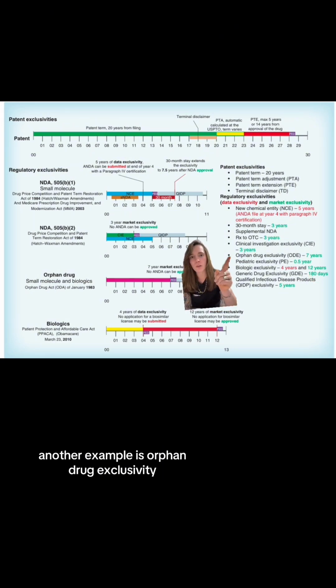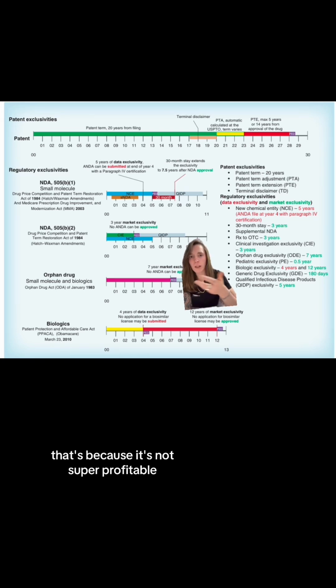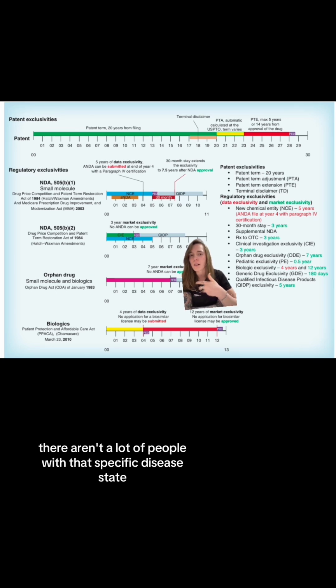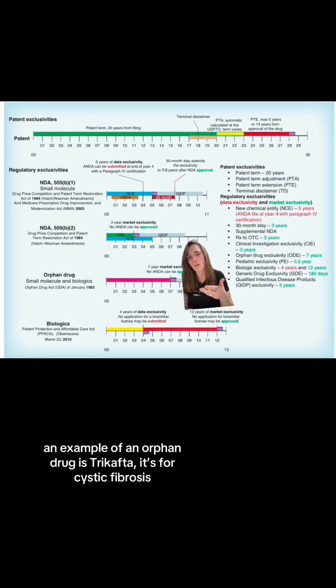Another example is orphan drug exclusivity. An orphan drug is a medication for a rare disease that requires incentives to encourage its development. That's because it's not super profitable. There aren't a lot of people with that specific disease state who are going to buy the medication. An example of an orphan drug is Trikafta.